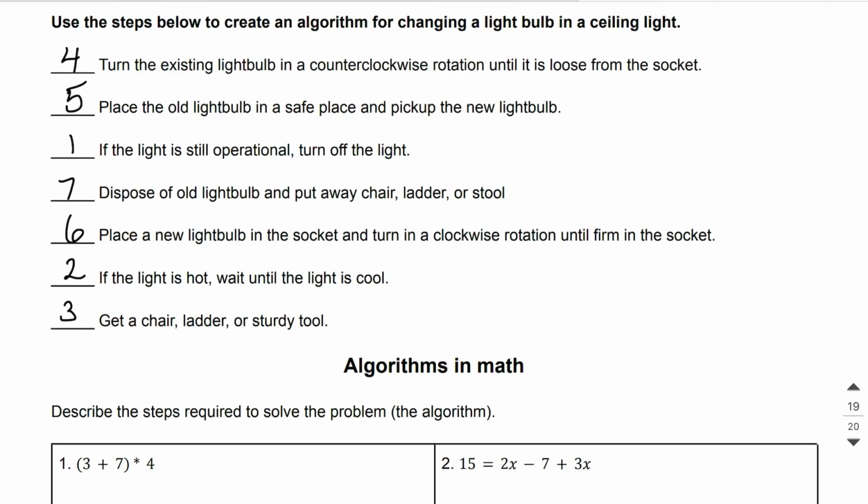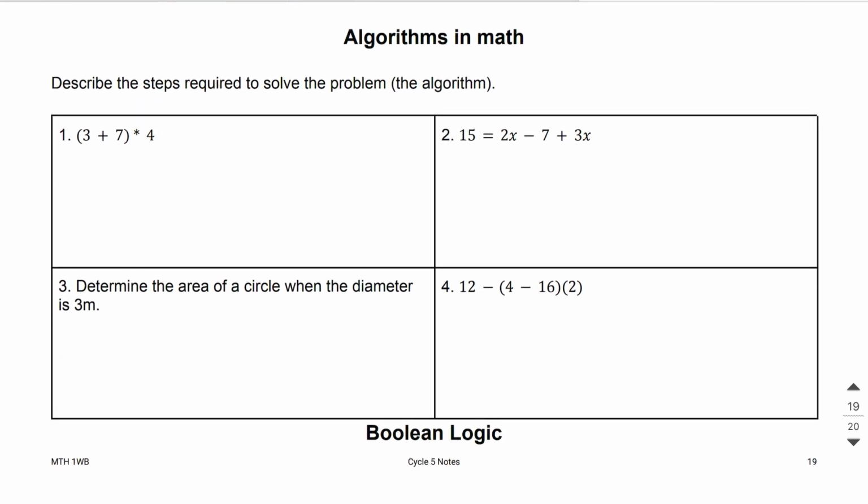So this is an algorithm because it is a list of steps. We also see algorithms in math, which describe the steps required to solve the problem. BEDMAS is an example of an algorithm in math. So if I take a look at question number one right here, according to BEDMAS, I have to do my brackets first. So the first thing I'm going to do is find the value from the brackets.